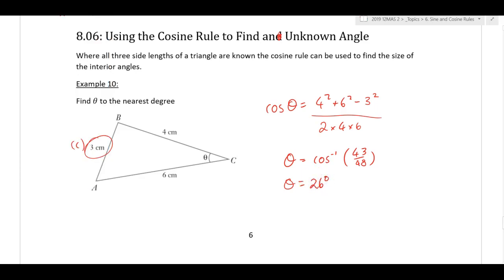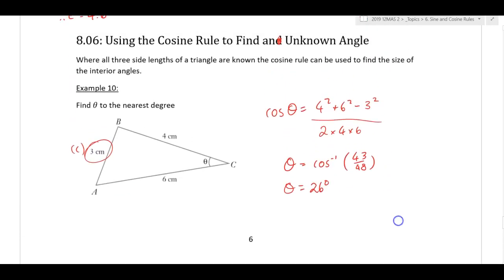Does that look about right? It does look about right. There we go. So that's using the cosine rule to find an angle.